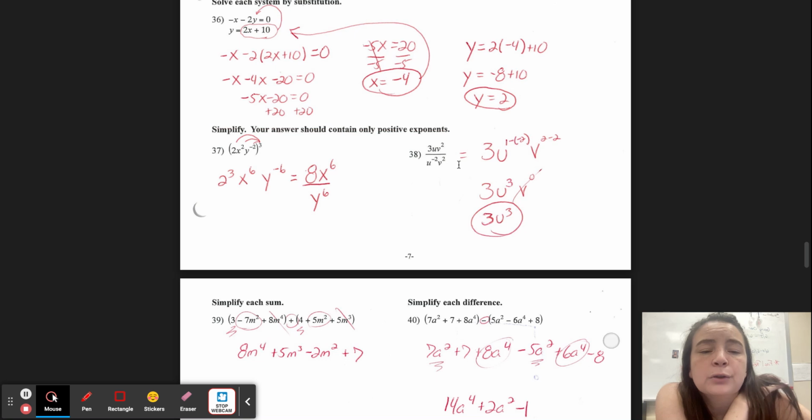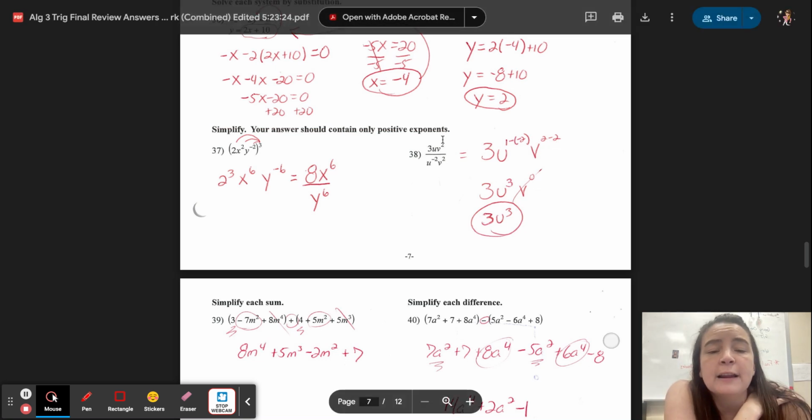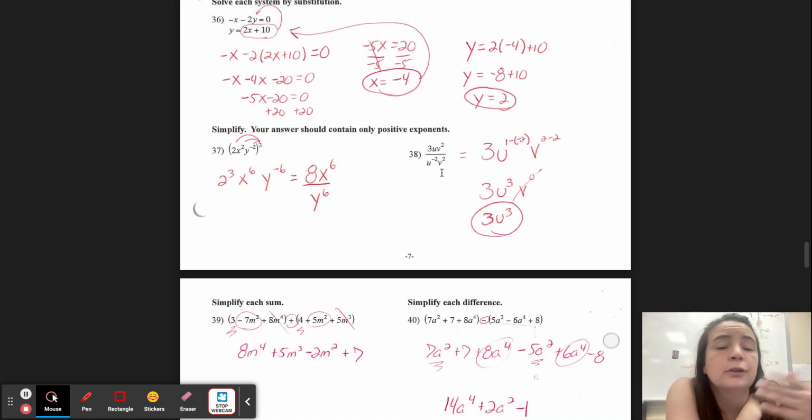And you could think of this two ways. You could think of this as either 2 minus 2, which is 0. Anything to the 0th power is just 1. So you could kind of eliminate it. Or anything divided by itself is 1. So you can eliminate it that way. Either way, you're going to get 3u to the third power.